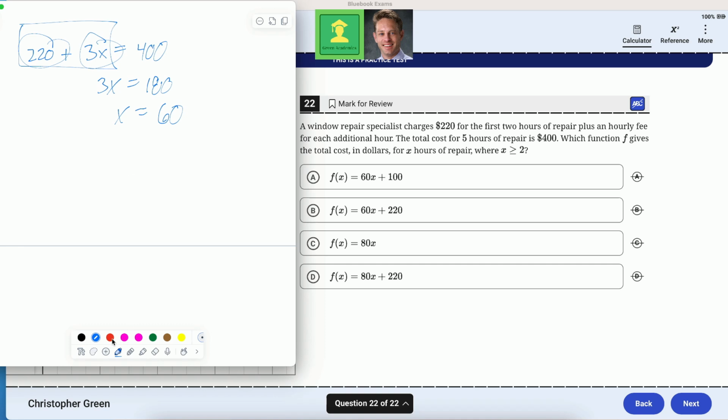Now, the abstract way to do it is that it's 220 plus 60 times something. For example, if the total number of hours of the job was 11, then the thing that goes in here would be a 9. If the total number of hours of the job was 100, then in here would be a 98. So this is actually x minus 2. So it's 220 plus 60 times x minus 2, which is 60x plus 100. Really tricky question.